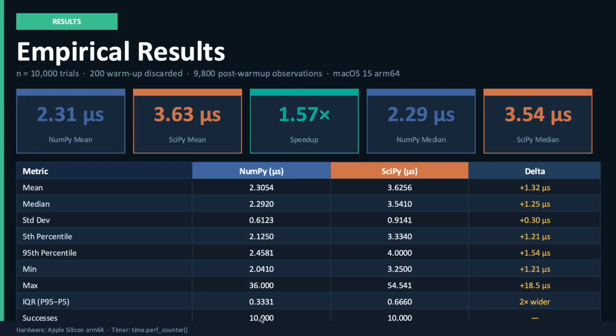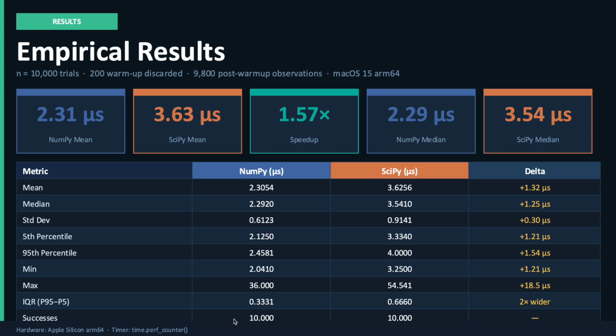Now let's look at the empirical results that we got by running 10,000 trials. We remember that we discarded our first 200 warm-ups and then we did the stats on the rest, 9,800 observations. As you can see on the top, the 5 headline numbers that we get were: NumPy mean time was 2.31 microseconds, where the SciPy mean time was 3.63 microseconds, and the speedup was 1.5 times of the SciPy.